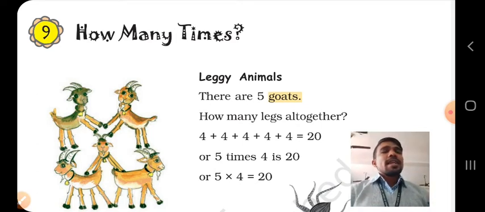That is 20. Everyone knows the table. You might be reciting tables again and again. That is 5 4s are 20. So how many legs do these 5 goats have? These 5 goats have 20 legs.